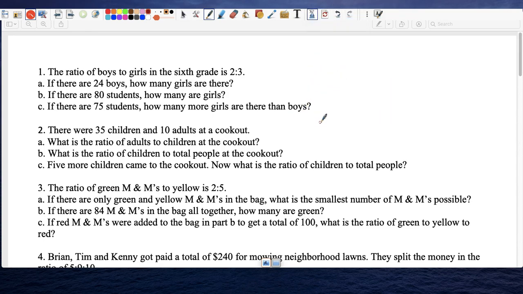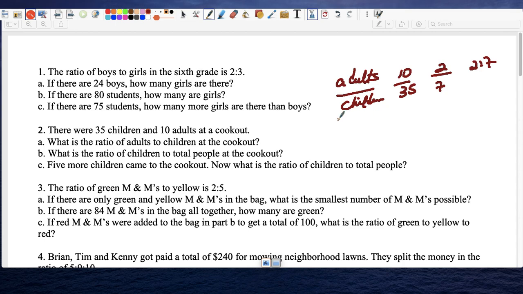So 35 children and 10 adults at a cookout. What's the ratio of adults to children, right? Order does matter. So we have 10 adults, 35 children. We can say there's a ratio of 10 to 35, which obviously you will simplify. Divide by 5 is 2, divide by 5 is 7. So the ratio of adults to children is 2 to 7. Or if you want to write it like that, that's fine too.